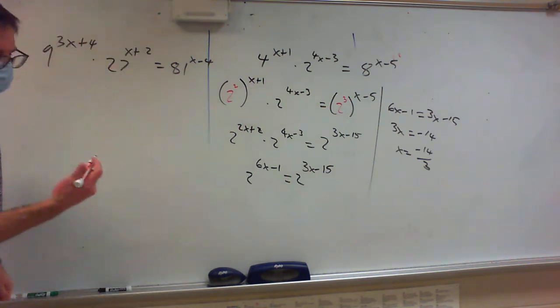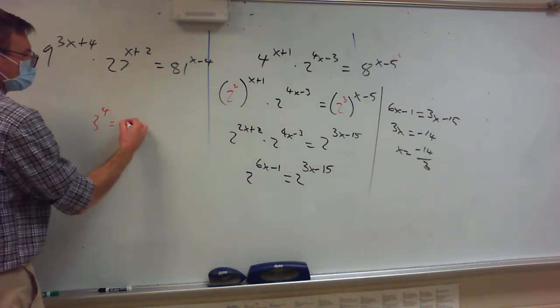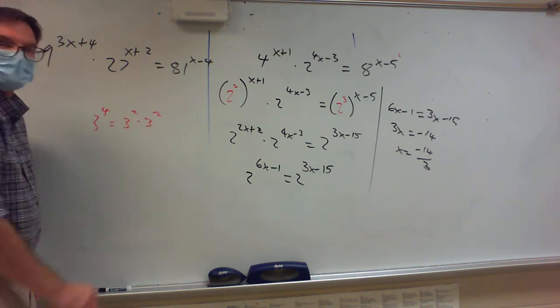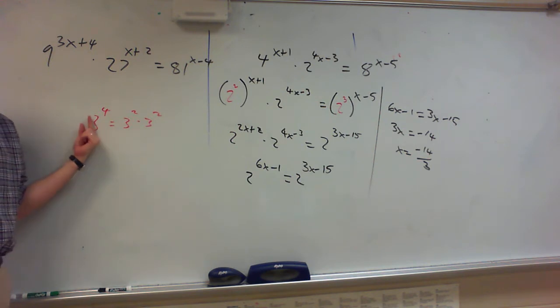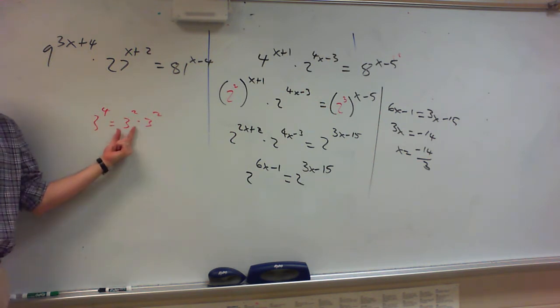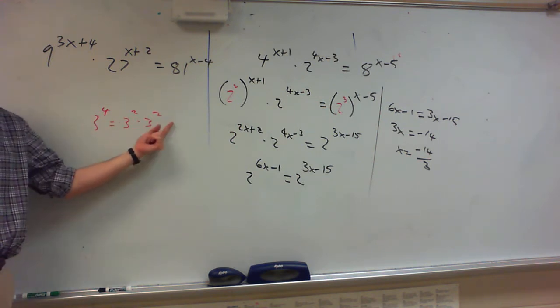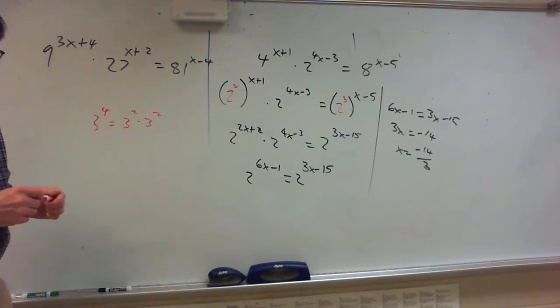3 to the 4th, you ask? Isn't 3 to the 4th the same thing as 3 squared times 3 squared? And 9 times 9, 81? 3 to the 4th is 81. Okay.